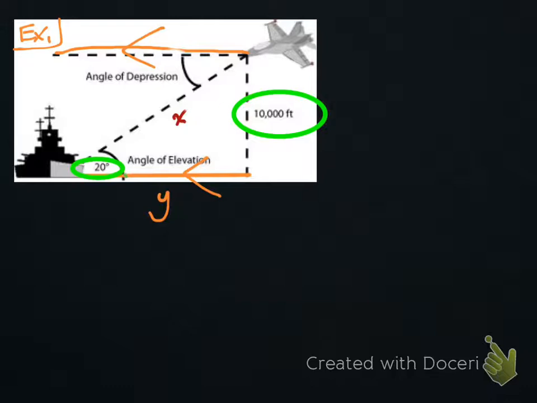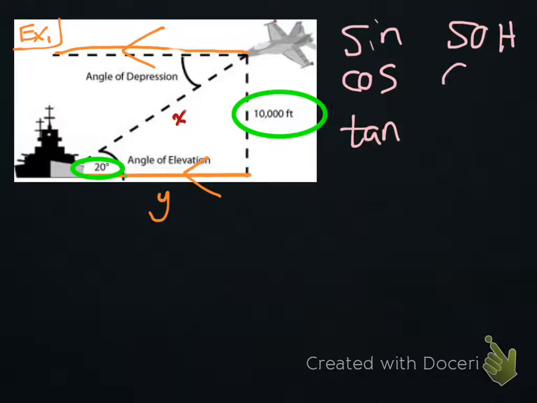To do this, we're going to set up a trig function. You have options when you're doing a trig function. You can do sine, cosine, or tangent. Hopefully you remember SOH CAH TOA, where sine is opposite over hypotenuse, cosine is adjacent over hypotenuse, and tangent is opposite over adjacent.